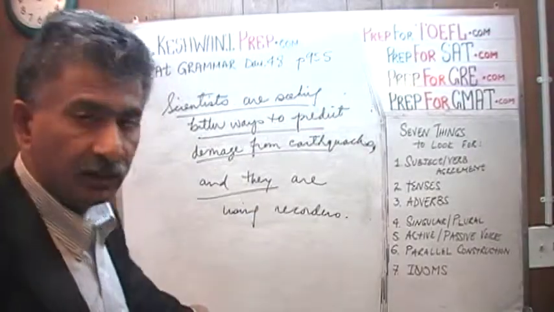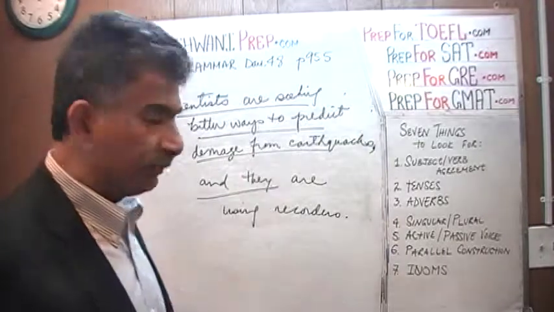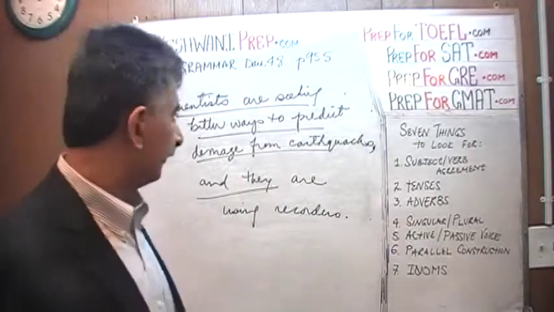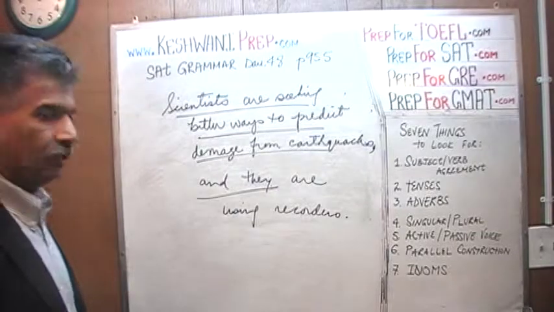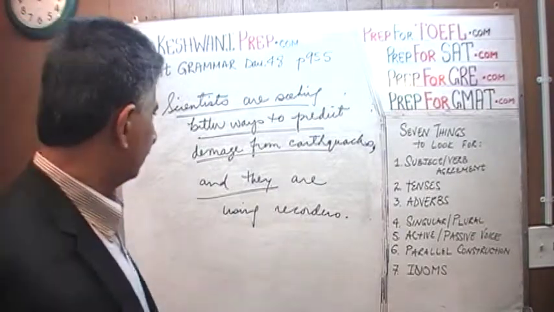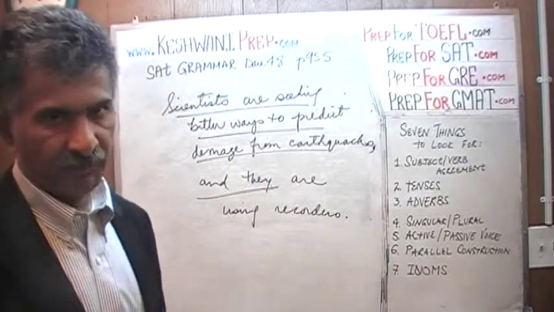As far as we are concerned, the ending part of the sentence is the boring bit. We are not interested in that. This is the part that we are interested in. This is the juicy bit. Let's see what it says. It says, scientists are seeking better ways to predict damage from earthquakes. And then they got a comma there. And they are using recorders. Let's fix it, shall we?